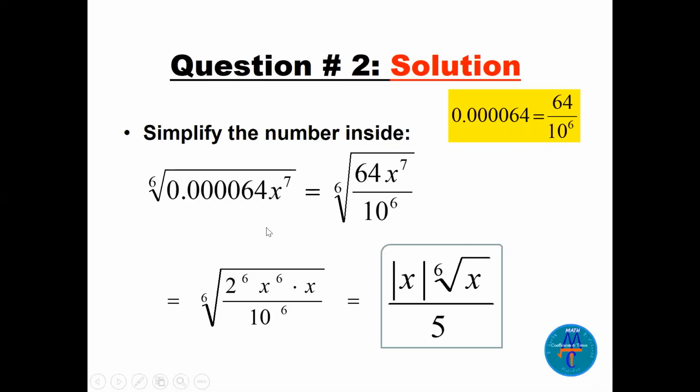Now, 64 is 2 to the power 6, we know that. x to the power 7 is x to the power 6 times x. See, this one we can take it out, that's 2. And this is 10, we can take it out, that's 10. 2 over 10 is 1 over 5 there. And then this will be absolute value of x. You see that? And then whatever is left inside will be the 6th root of x. So that's the answer here: absolute value of x times the 6th root of x, divided by 5, after you simplify the whole answer.